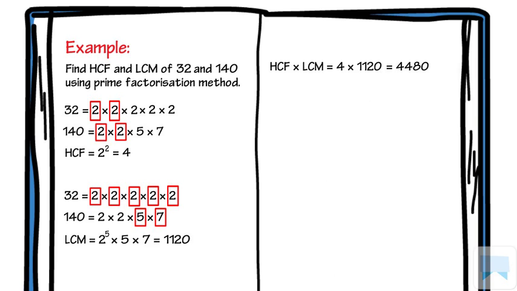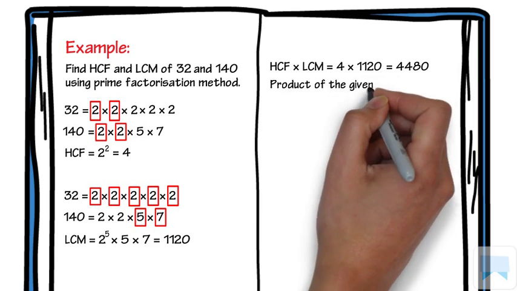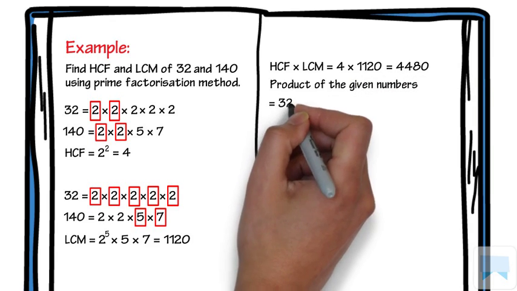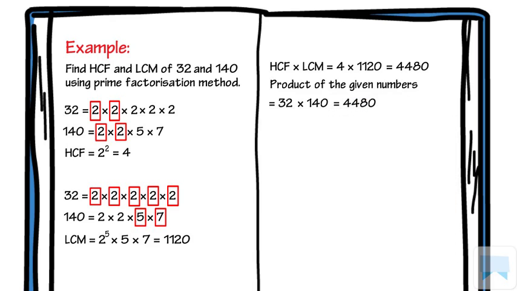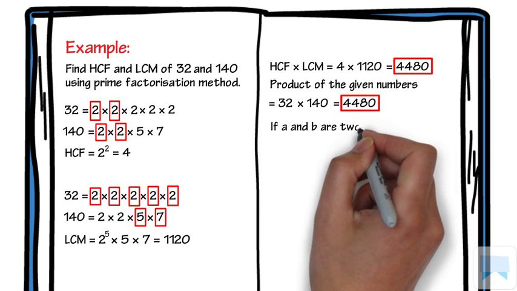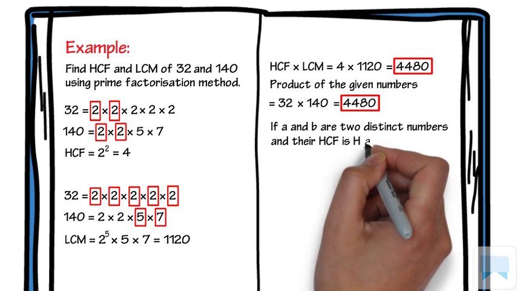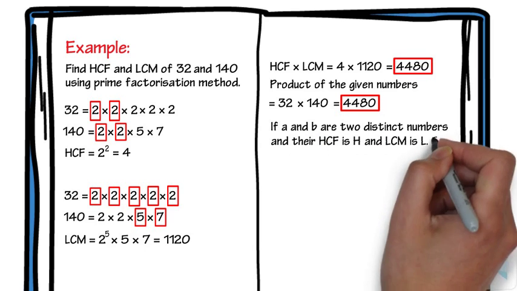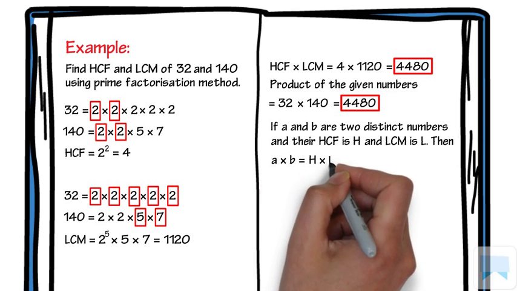4480. And if we calculate the product of the given numbers, that is 32 and 140, we get 4480. We have found that both the values are equal. So, what does it mean? This means that if A and B are two distinct numbers and their HCF is H and LCM is L, then A multiplied by B is equal to H multiplied by L.